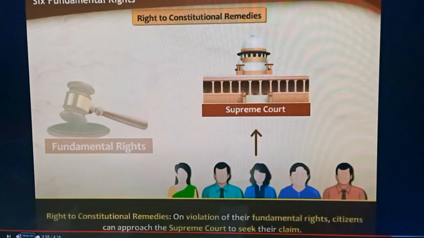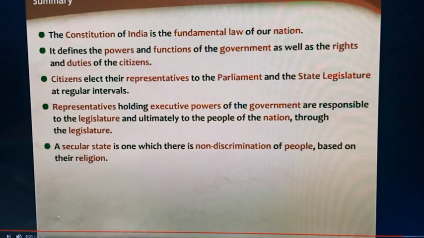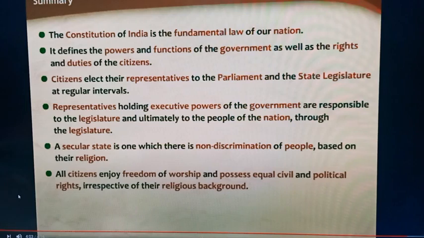Let us now recap all the important points that we have covered in this module on features of the Indian Constitution.